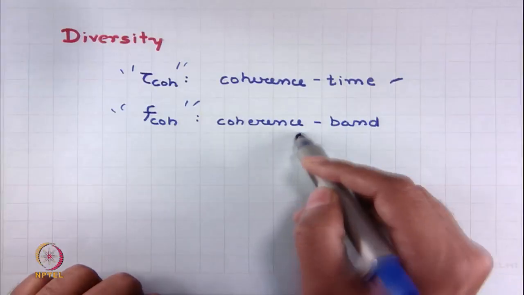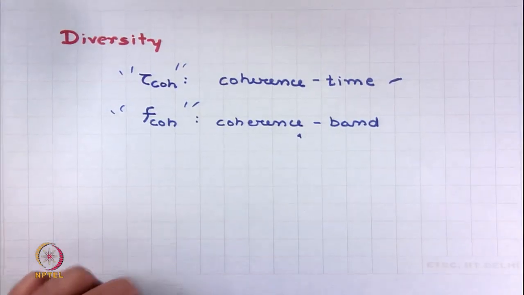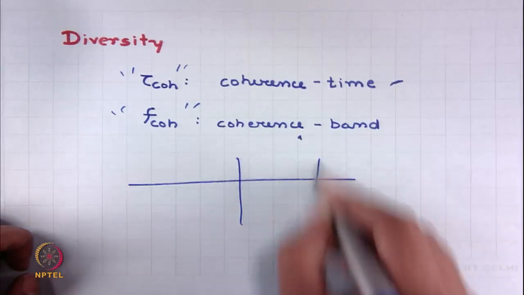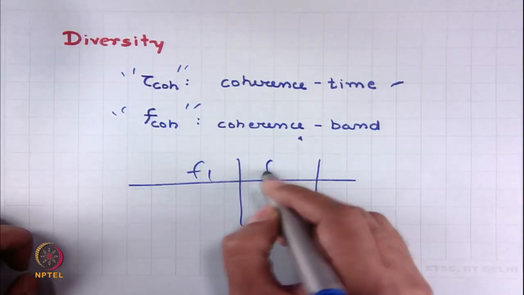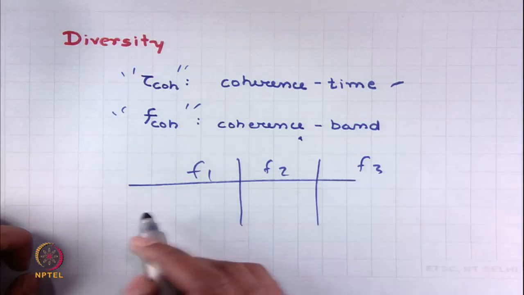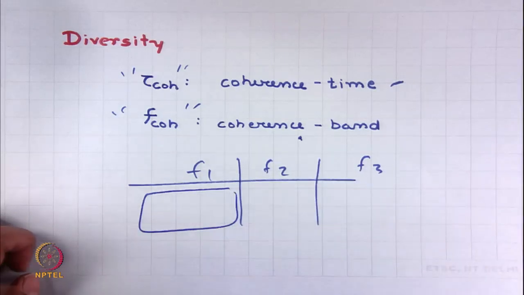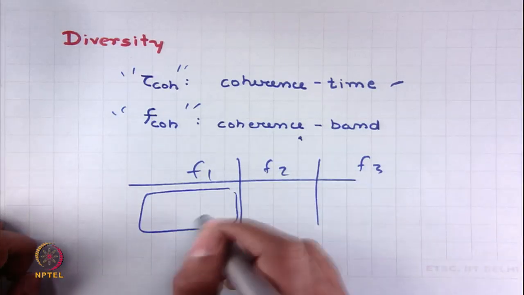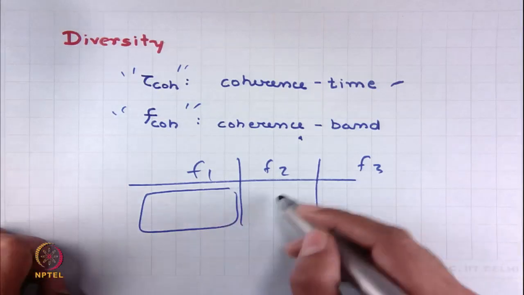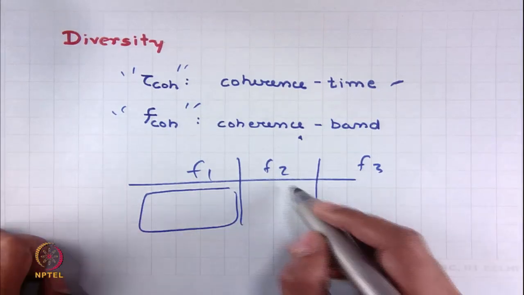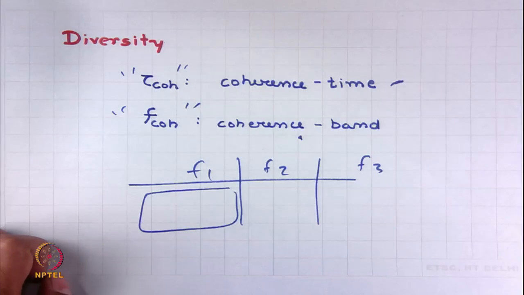Thus, if a channel is in defade, you can transmit the signal in a different coherence band. Okay. So, for example, let us say we have 3 coherence bands F1, F2 and F3, and if we know that the channel is in defade in this band, I can use another band, right. I can use this F2 or F3, and thus I can reduce the probability of defade by choosing a band in which the channel is in good condition.